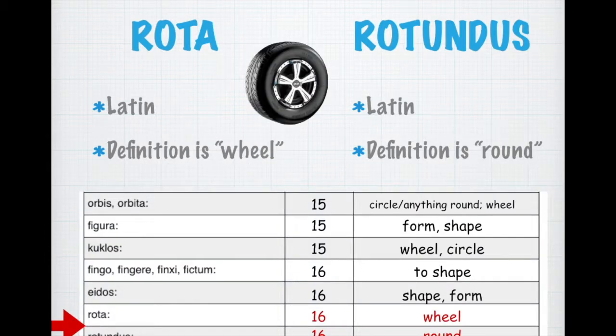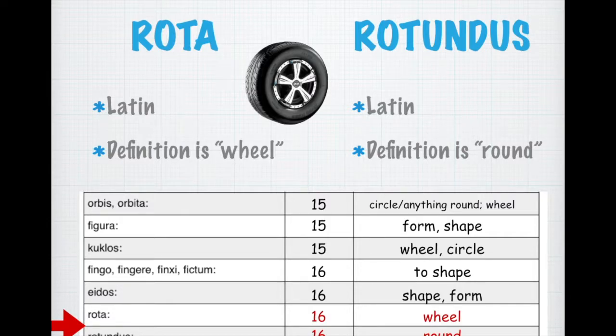Our second to last root pair here is rota and rotundus. Rota means wheel, and rotundus means round. Since these two are pretty different, I put them in two different spots here on your root card. You'll notice, though, that orbita, last lesson, also means round, or also means wheel. So make sure that you're understanding the distinction between these. Those two are kind of interchangeable. Again, rota means wheel, rotundus is round.